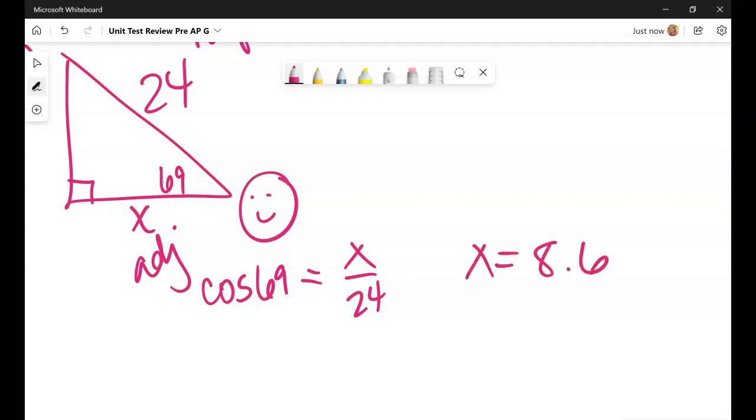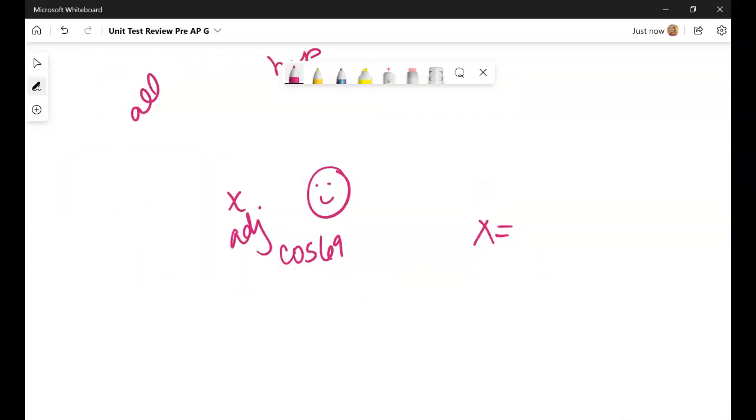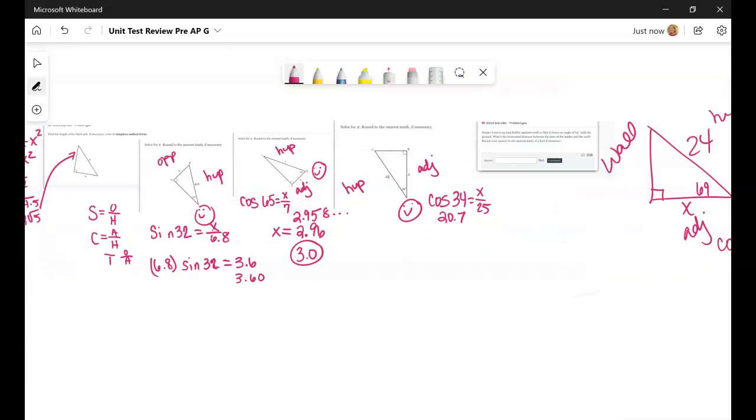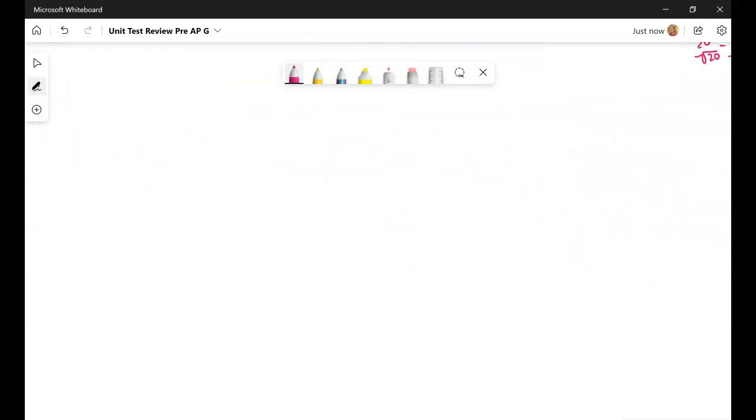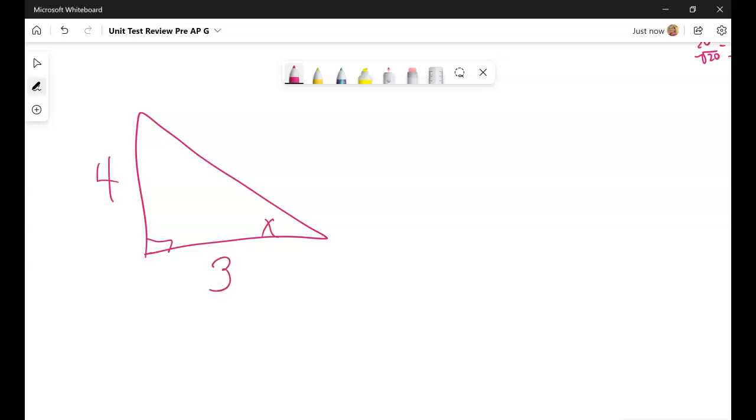8.6. This was really fast, but I hope that you will go back and you will look at these problems. If there's anything you have a question about, you need to ask me. There will probably also be a question on there where you are given the measurements and asked to find the angle.